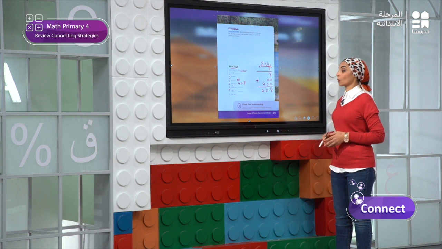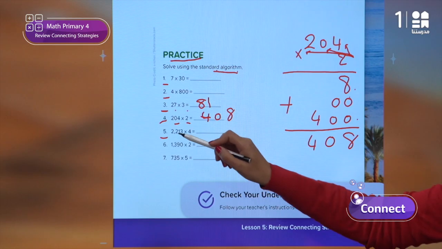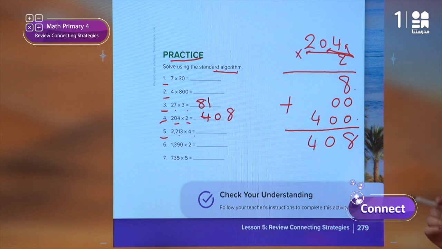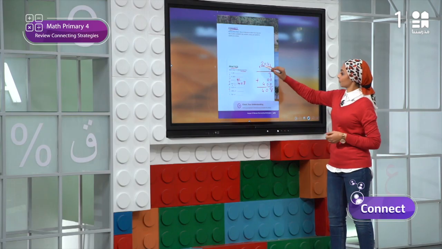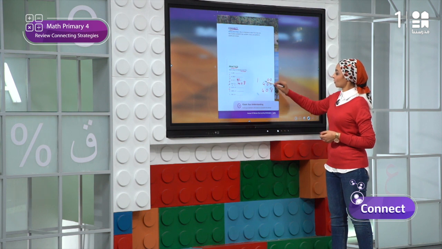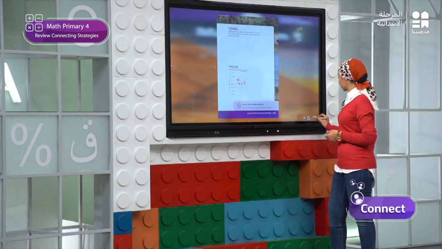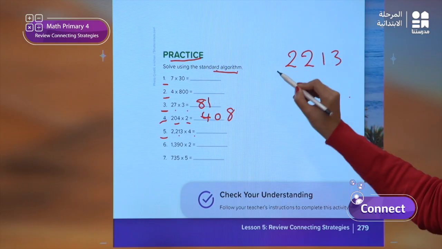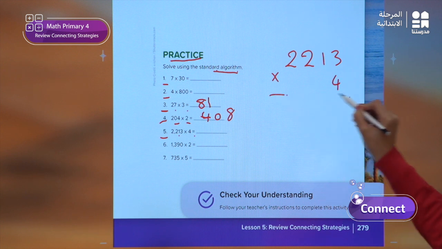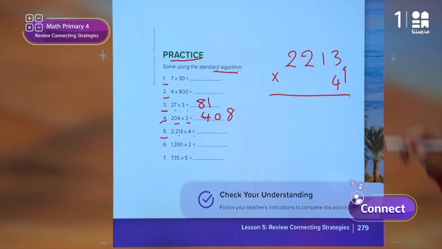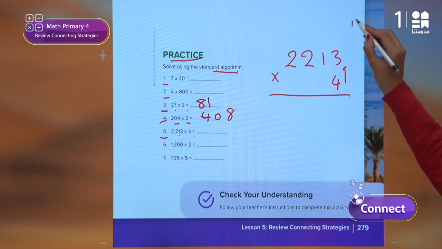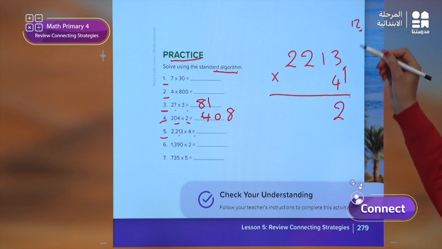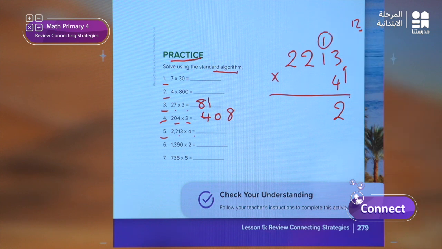Problem number 5 here, I want to multiply 2,213 times 4. Let's also write them under each other. Okay, solve it with me. I will write the two numbers under each other as you see here. So I will write 2,213 times 4. Okay, again I will start with the ones. So I am doing 4 times 3. Here 4 times 3 equals what? Yes, 12. So 12, put 2 in the ones place and regroup the 1 in the tens place, right?